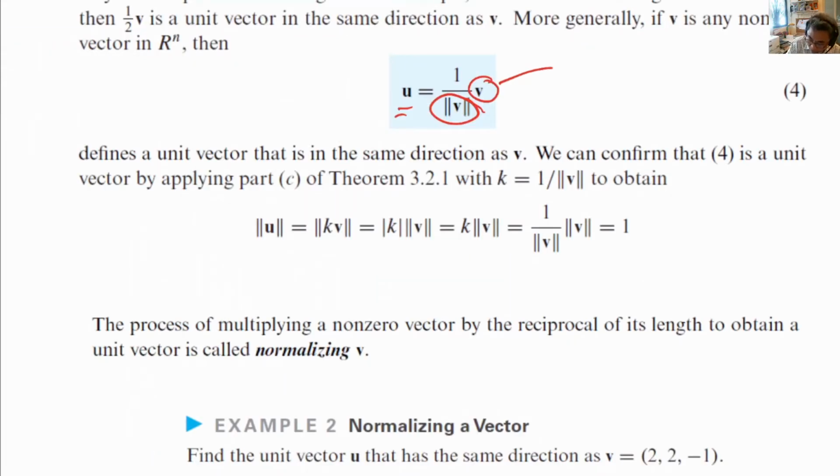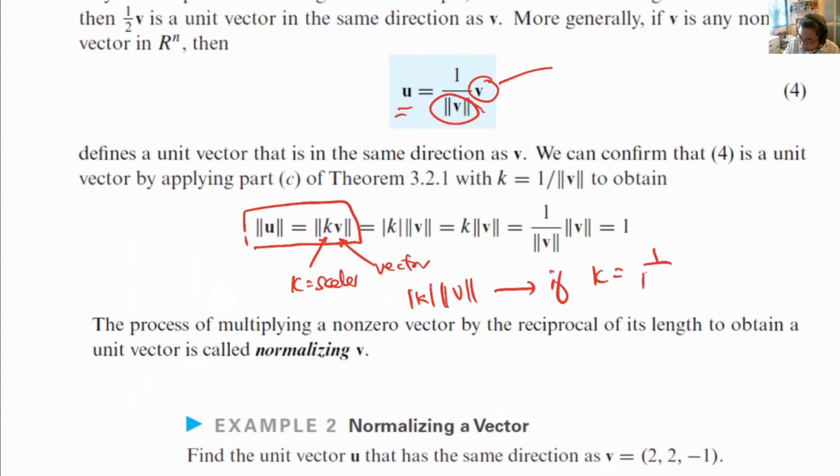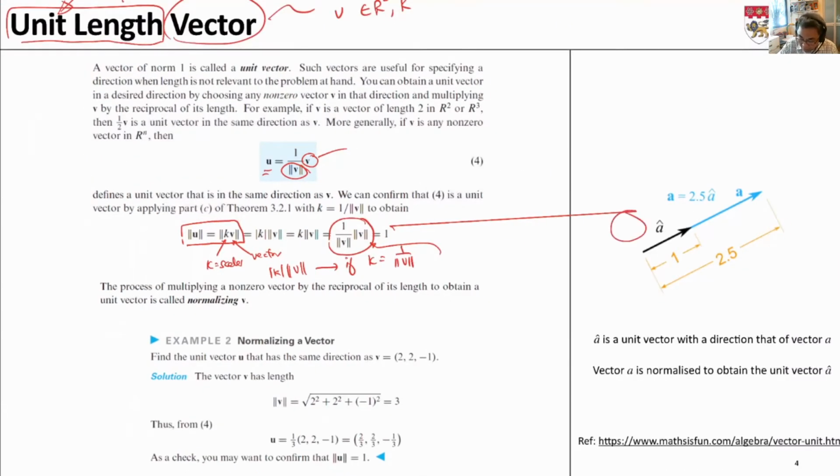Why is this so? Remember, in our last expression in the theorem, the norm of k times v, where k is the scalar and v is the vector, is equal to, bringing out the k, the absolute value of k multiplied by the norm of v. If k is equal to 1 over the norm of v, therefore we'll have this expression here, norm of v divided by norm of v, therefore indicating that the norm of u is equal to 1.